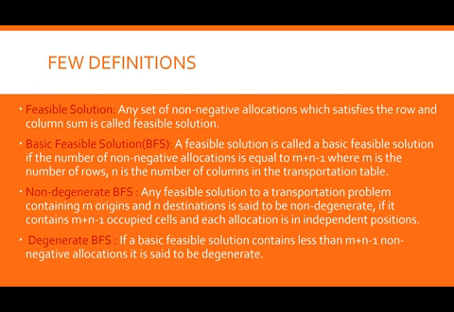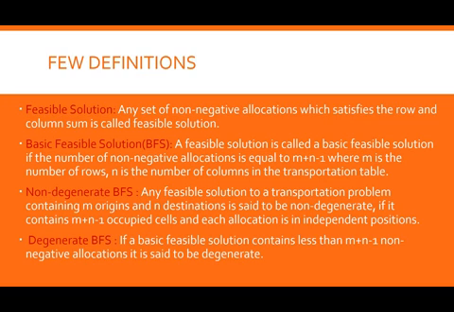So we need a few basic definitions here. We will be using a few terms. So the first term is feasible solution. What is a feasible solution? Any set of non-negative allocations which satisfies the row and column sum is called a feasible solution. See, if you are transporting certain quantities in such a way that the source capacity and the destination demand both are getting satisfied, then such a solution is called a feasible solution. Fine.